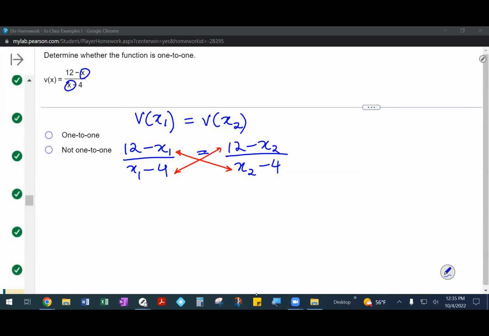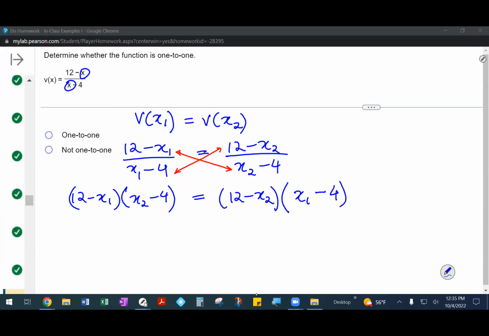So that means I am multiplying 12 minus x1 with x2 minus 4. On the other side, we'll be multiplying 12 minus x2 with x1 minus 4. And we will need to use FOIL on both sides, guys.